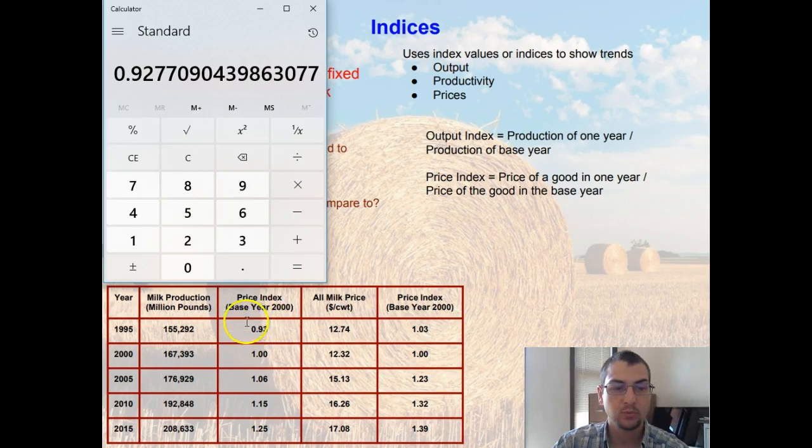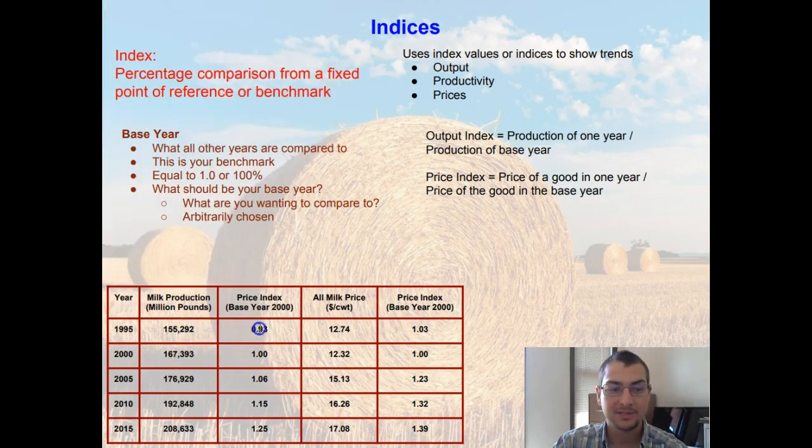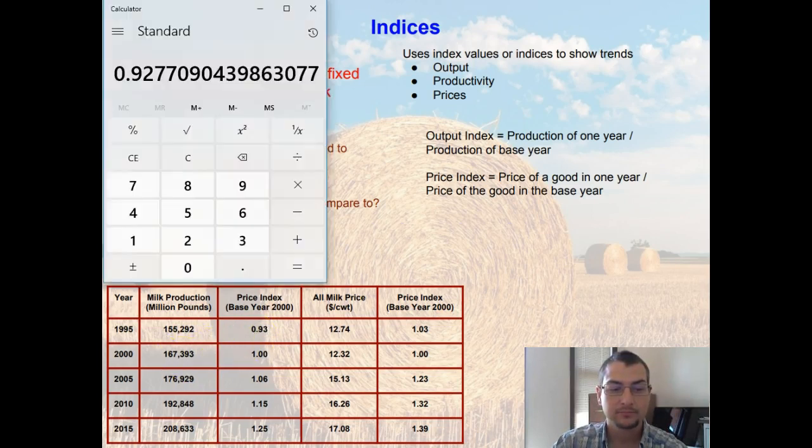So what does this mean? In the year 1995, we produced 93% of the amount that we produced in the year 2000. Or if we look at it another way, we produced 7% less in 1995 than we did in the year 2000. So this index is saying how much we produced in comparison to the base year.